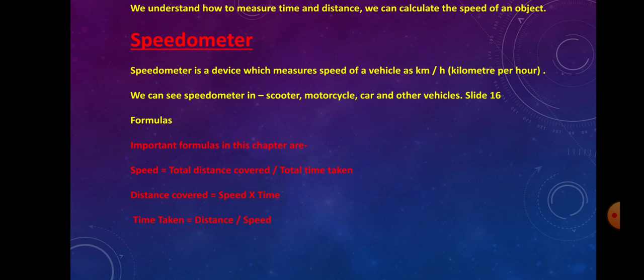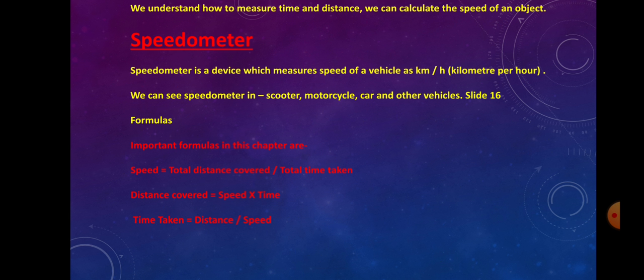Okay. Now we understand how to measure distance and time. We can calculate the speed of an object. But there are devices also which are used. A speedometer is a device which measures the speed of a vehicle in km/h, which means kilometer per hour. We can see speedometers in scooters, motorcycles, cars, and other vehicles.